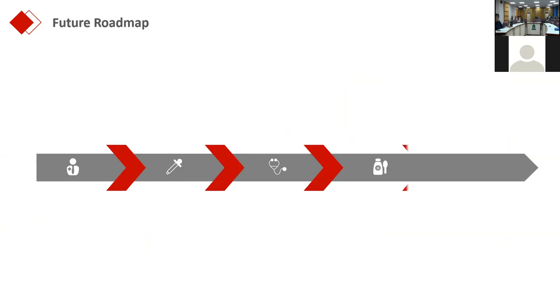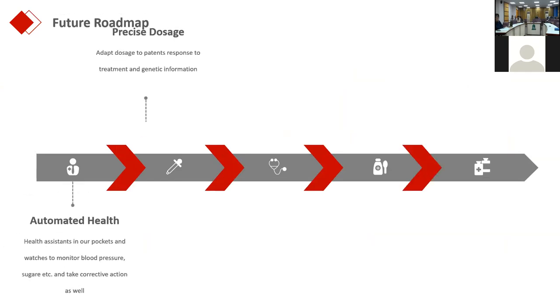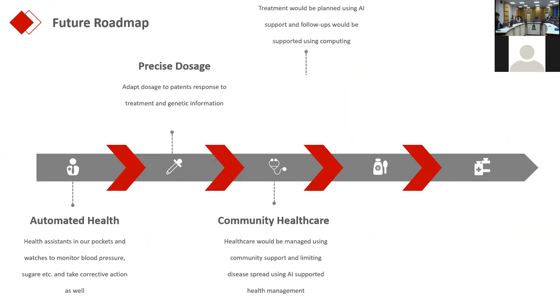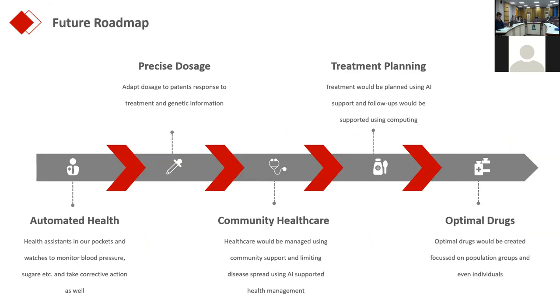In my opinion, we are at the brink of a revolution. We are looking at health assistance in your pocket, which will take care of your blood pressure, report your sugar, and which can actually take corrective actions as well in cases where things are going bad. For instance, diabetes: almost 10% of populations in the West, in UK, Germany, America are diabetic right now. So it's millions of people.